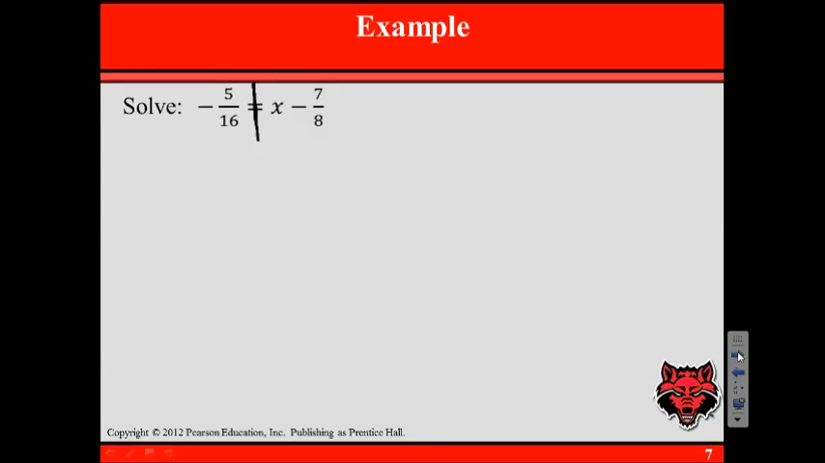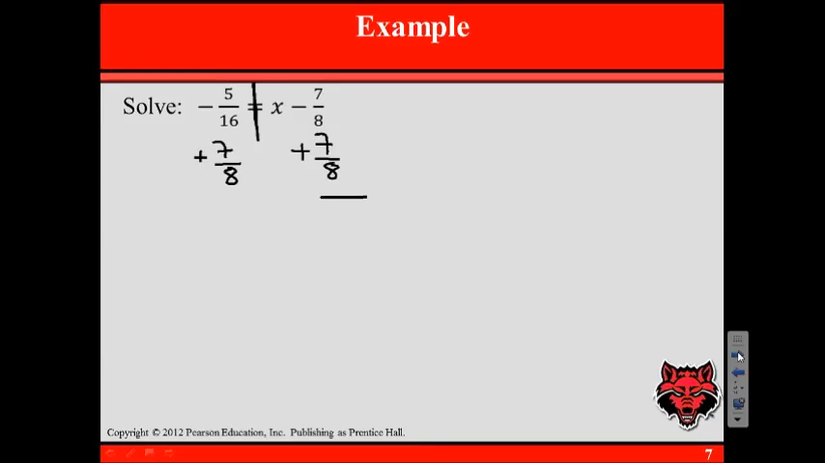So in this particular example, the only term keeping x from being by itself is the minus 7/8. Just like in the last example, I'm going to add the opposite to both sides of the equation.